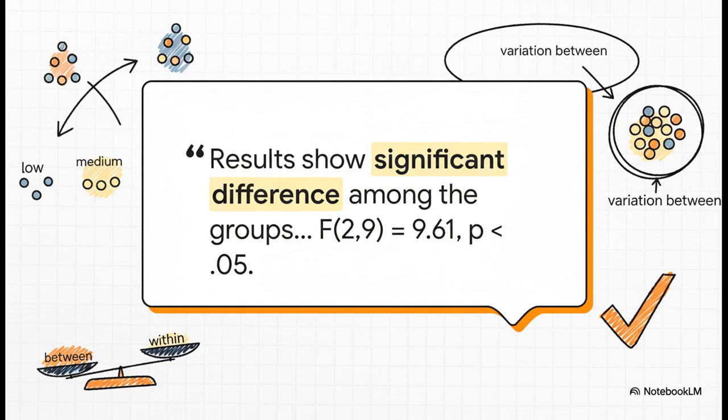Notice how it works. First, you report the overall F value to show, hey, there's a significant effect here. Then you specify what the post hoc test found, which exact groups were different from each other. That's how you tell the complete story.